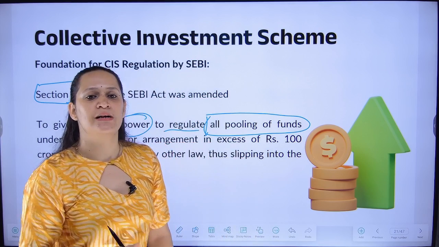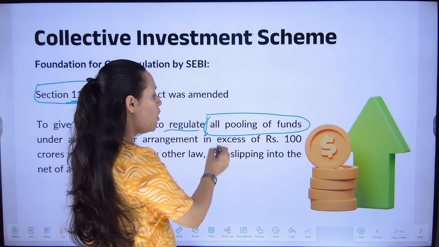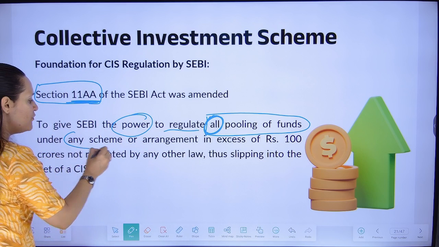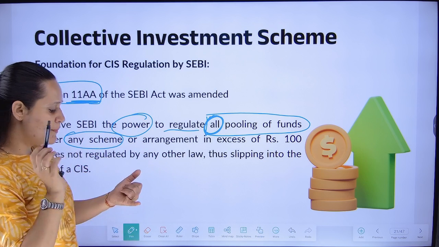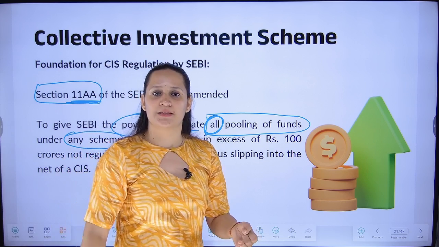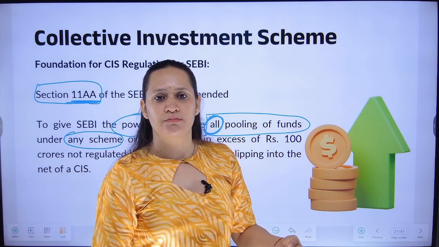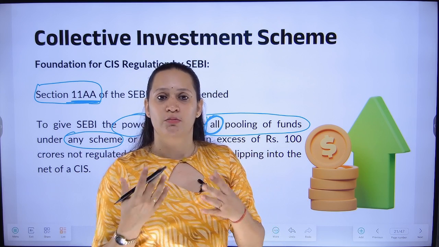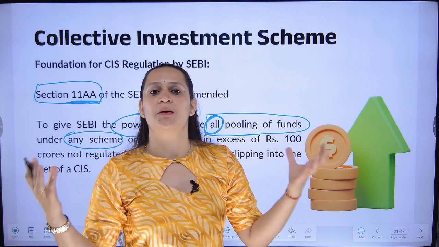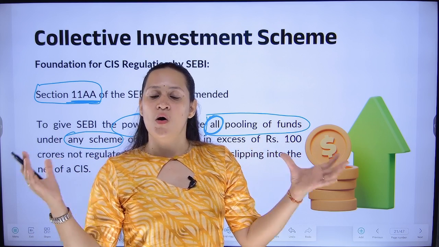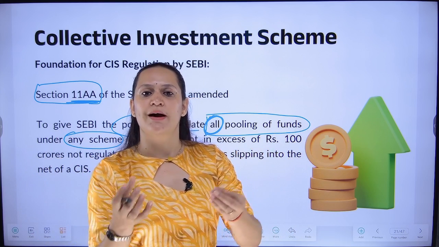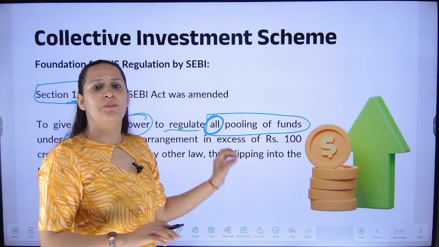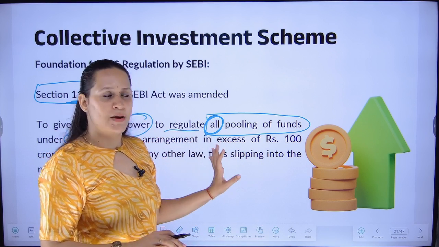Now SEBI also has been given the power to pool all funds from the public at large under the name of any scheme. You call it a plantation scheme, commercial crop scheme, a holiday planning scheme, anything, whatever may be the objective. We are not concerned with the objective. We are concerned with the money of the public at large, where all the people are contributing money in some kind of scheme. Any scheme, whatever name you keep, whatever objective you keep, we are not worried about that.